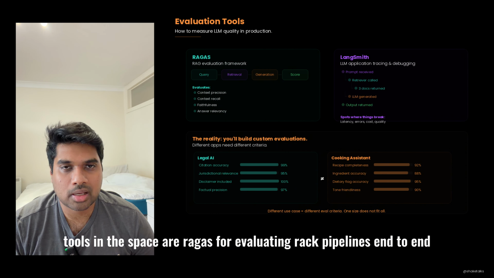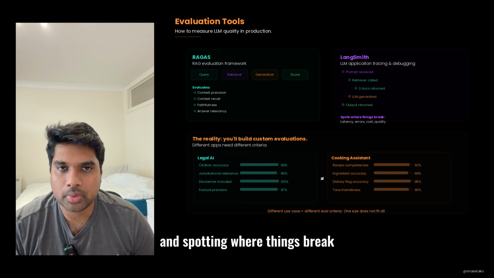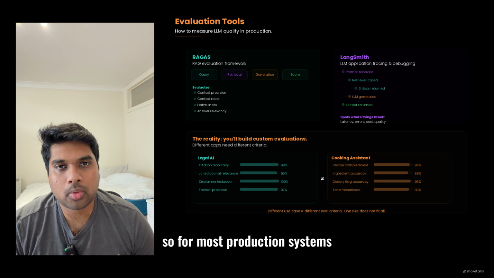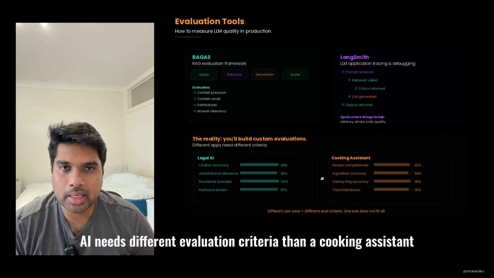Tools in the space are Ragas for evaluating RAG pipelines end-to-end, and LangSmith for tracing every step of your LLM application and spotting where things break. For most production systems, you'll end up building custom evaluations specific to your use case. A legal AI needs different evaluation criteria than a cooking assistant.